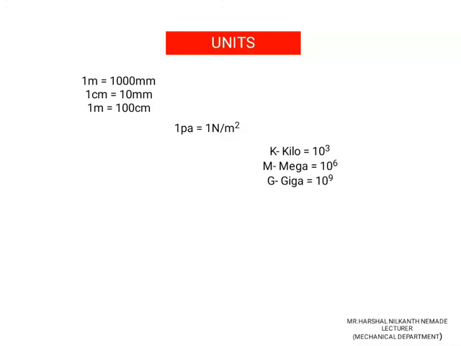Units. 1 meter is equal to 1000 mm, 1 centimeter is equal to 10 mm, 1 meter is equal to 100 centimeter. 1 Pascal is equal to 1 Newton per meter square. K kilo is equal to 10 raised to 3, M mega is equal to 10 raised to 6, G giga is equal to 10 raised to 9.